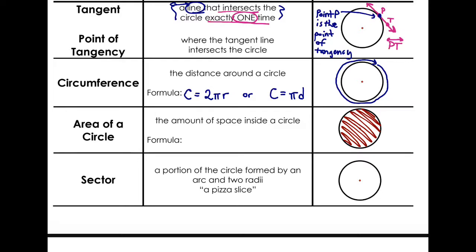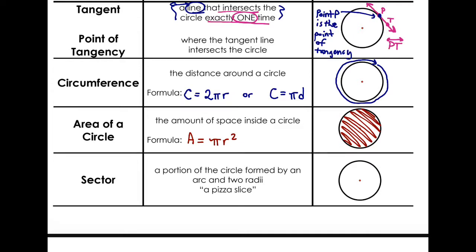The circumference would be talking about the crust, and the area would be talking about all the cheese and all the stuff on the inside. So how much stuff, or how much space, is taken up there. The formula for the area of a circle is A equals pi r squared. Hopefully this one looks familiar too. Very short formula to use. Notice all you need is a radius, of course, but you square your radius and you just multiply by pi, and that gives you the area, or the space inside of the circle.